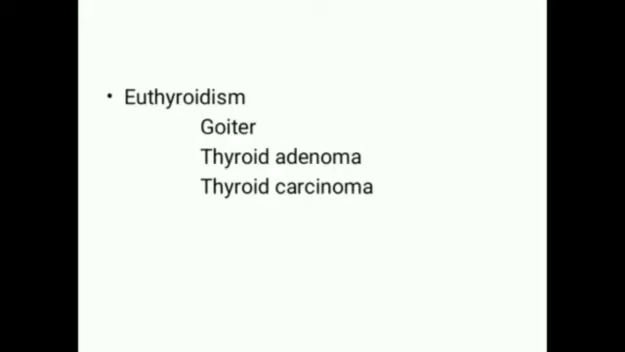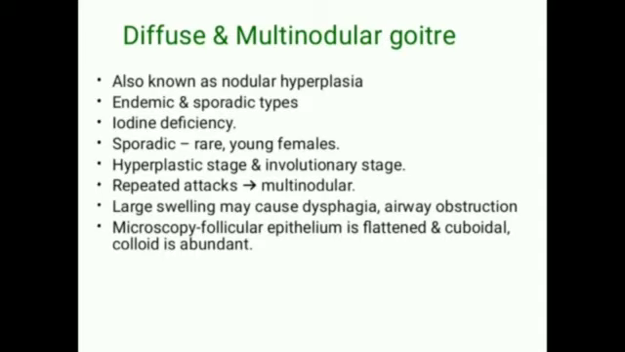If it is euthyroid, that is the T3, T4 and TSH levels are within the normal limits, but still the disease can occur. So there will be goiter, thyroid adenoma, thyroid carcinoma. Now we will discuss one by one in brief.